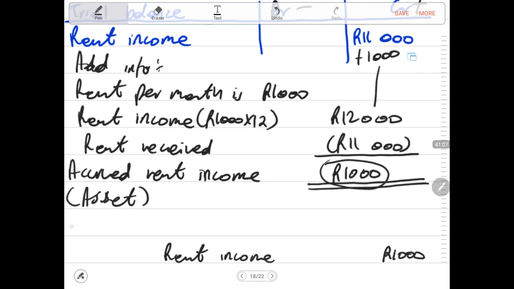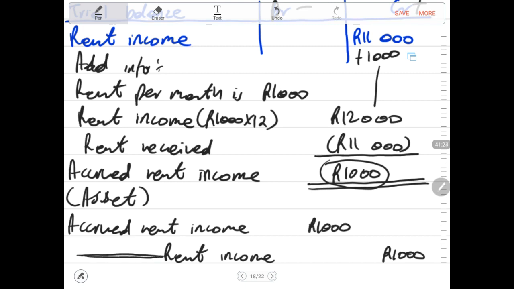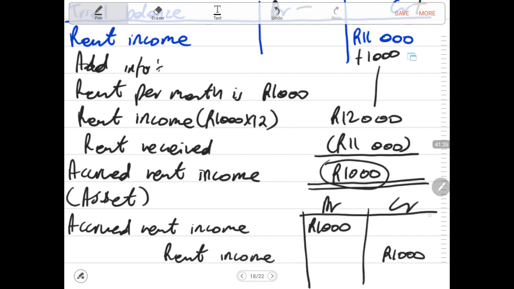And we are to debit accrued rent income by an amount of 1,000 rands. Remember guys, when I indent or shift a sentence or my writing inside, it indicates credit, in case you did not understand that. So I don't normally write the DR and the CR here. The one that is on the far side indicates a credit.